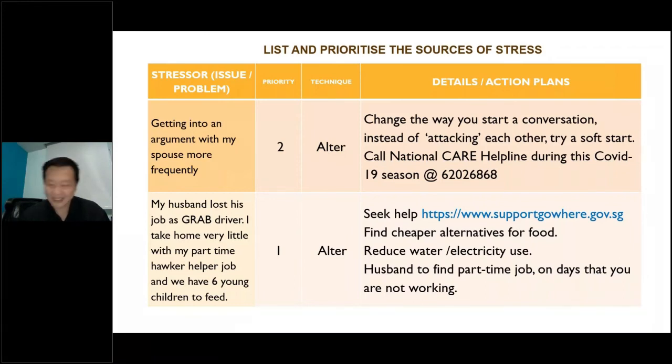I'm just looking through some of the questions. Yes, you can just reduce your bills. Of course, the last one, maybe it's not easy for the husband to find a part-time job on the days that he's not working, because for this family, they have to take turns. Someone has to be at home to look after the kids.